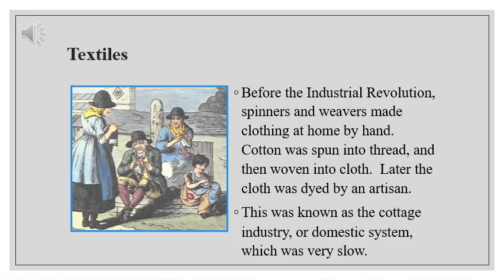Before the Industrial Revolution, spinners and weavers made clothing at home by hand. Cotton was spun into thread and then woven into cloth. Later, the cloth was dyed by an artisan. This was known as the cottage industry or domestic system, which was very, very slow.